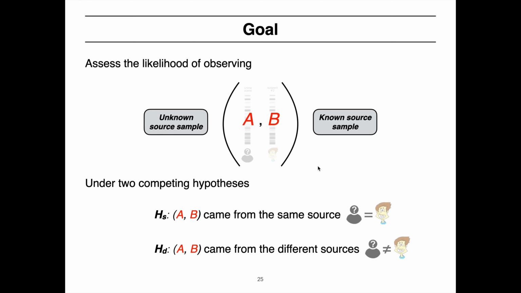And we're going to be assessing the likelihood of observing A and B under two hypotheses. The first is H sub S, A and B came from the same source. And the second is H sub D, that the evidence A and B came from different sources.